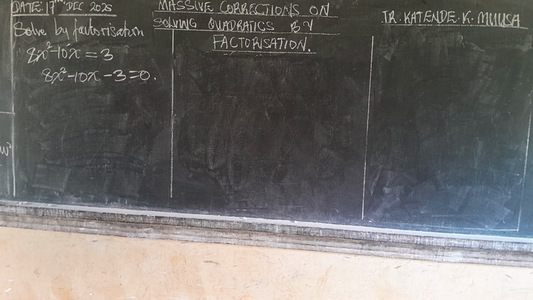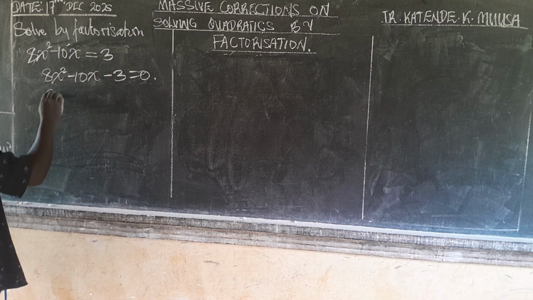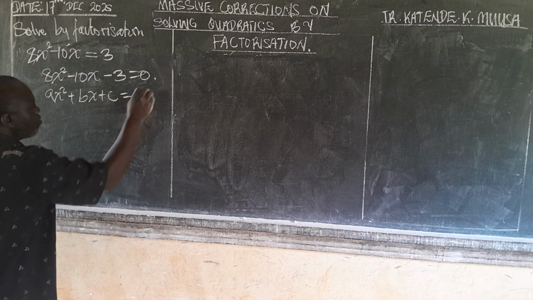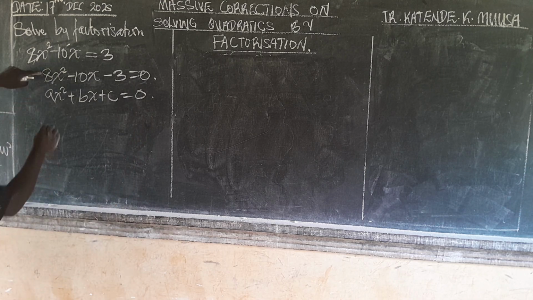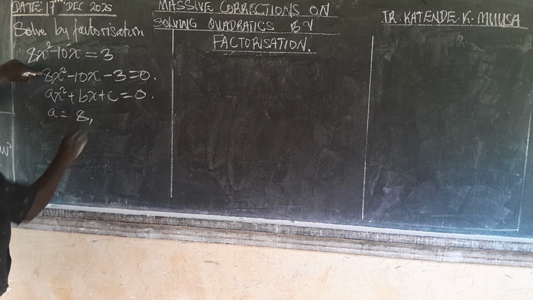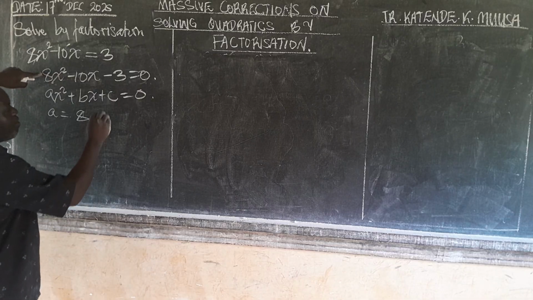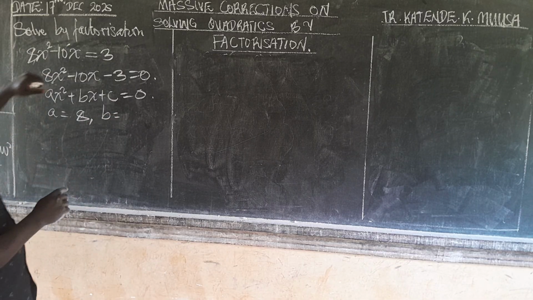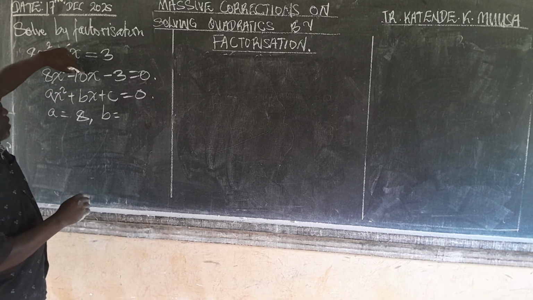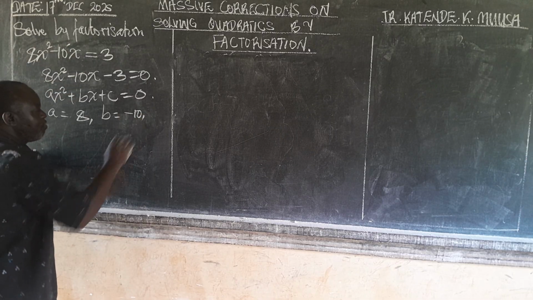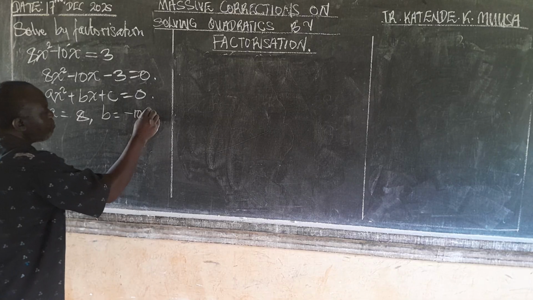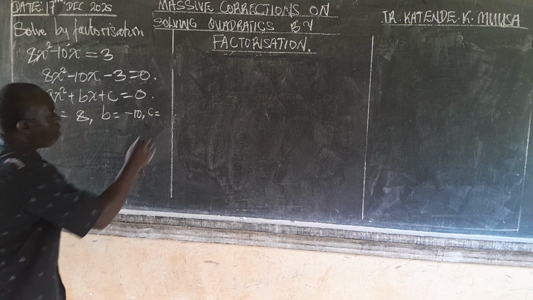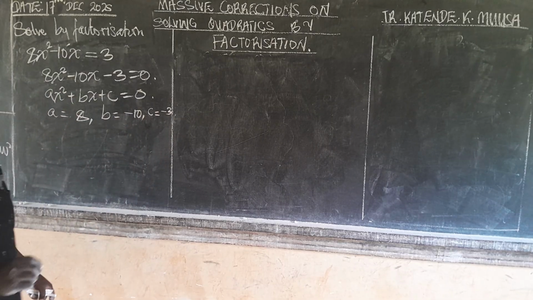When we compare with our mother quadratic equation, ax squared plus bx plus c equals 0, what does that mean? It means that our a equals 8. Then our b equals, can you guess what b equals? This is positive b, this is negative 10. Therefore, our b is negative 10. Take note of that. Then what about our c? This is positive c, this is negative c. Therefore, our c is also negative 3.